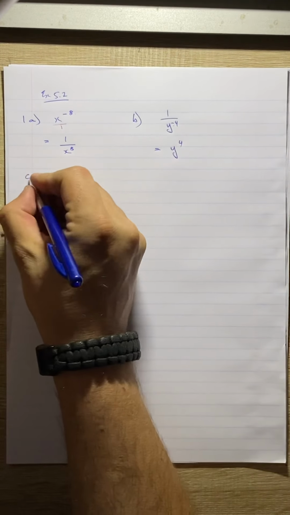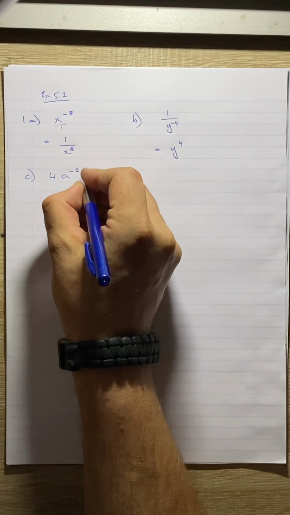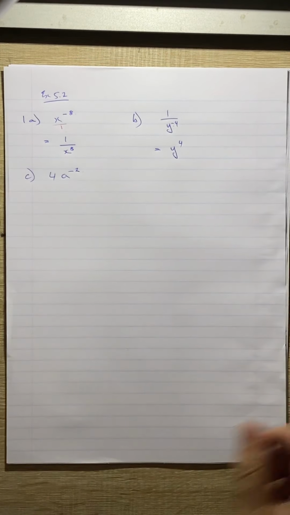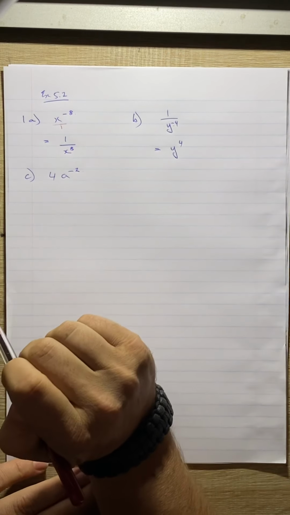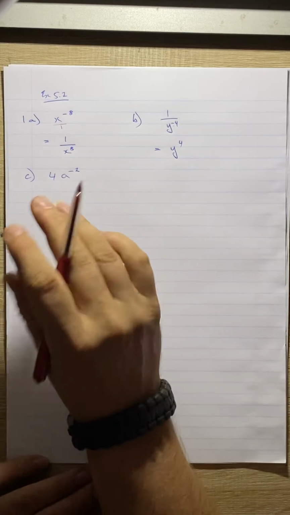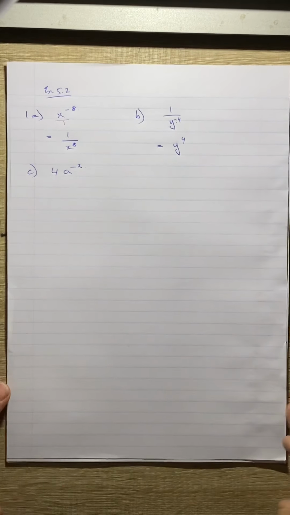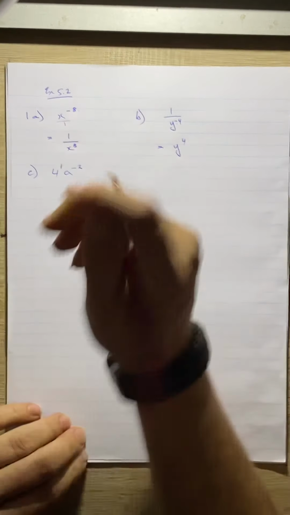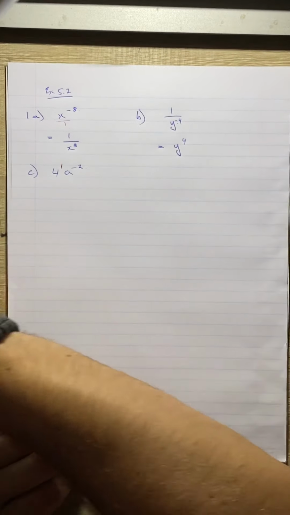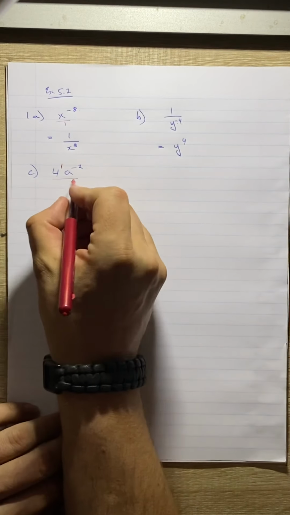If we look at question C. Now, a lot of you will make this mistake and you will group the 4 with the A, okay? It has its own exponent. So what I want you to do is fill in the invisible exponent. So this one has a 1 there, okay? And remember, this whole thing is over an invisible 1.